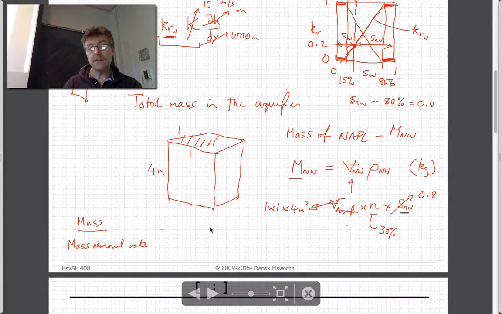So the mass per unit area is going to be 4 meters cubed times 0.3 times 0.8 times 1600 kilograms per meter cubed.